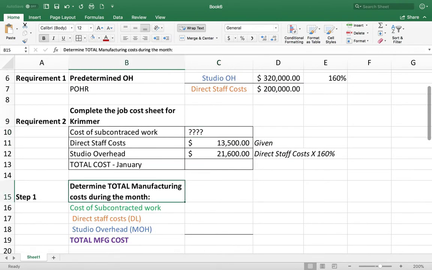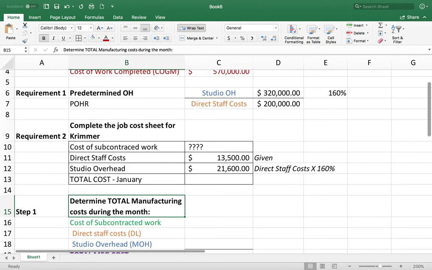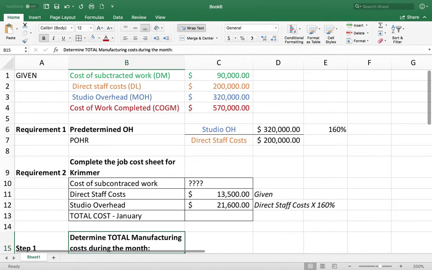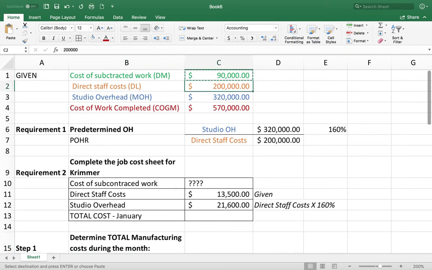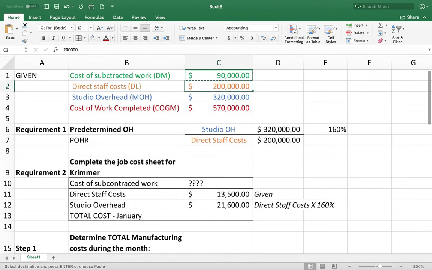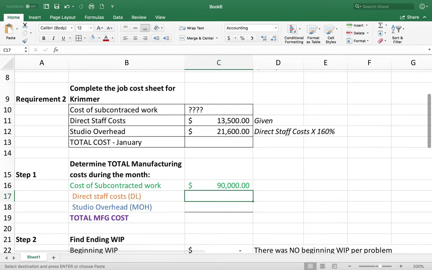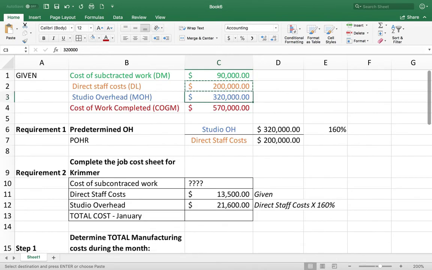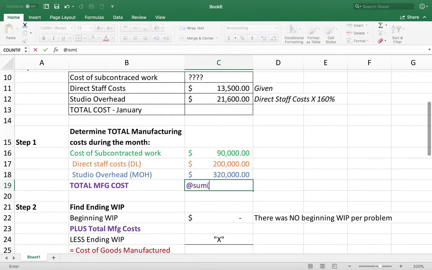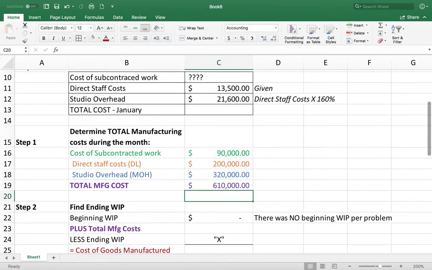So I broke that down into a couple of steps. First step is that we need to determine the total manufacturing costs during the month. If you follow my creative little color coding here, you can see I need to take the cost of the subcontracted work. So I'm literally just going to copy these figures down, like so. And my direct staff costs were 200,000. This is nothing more than just the adding part. You may be confused as to why this is happening, but I think you'll get it in the end. And then I'm just going to total all these up, and it's going to equal $610,000.